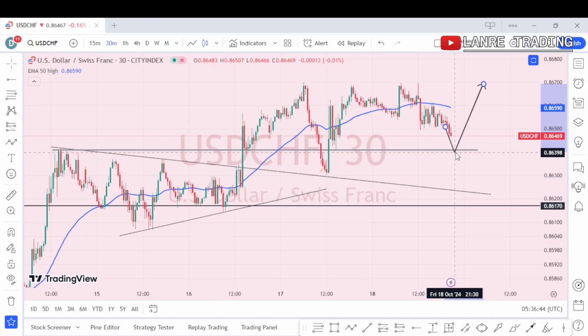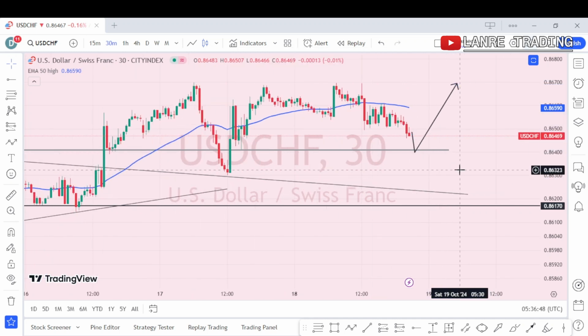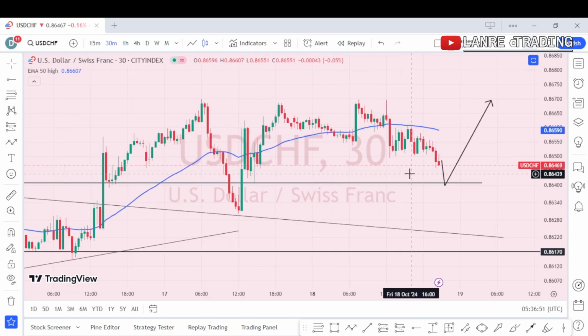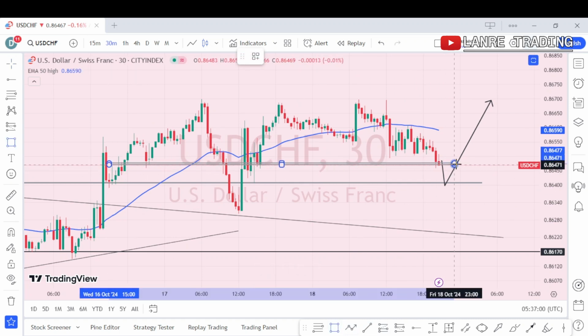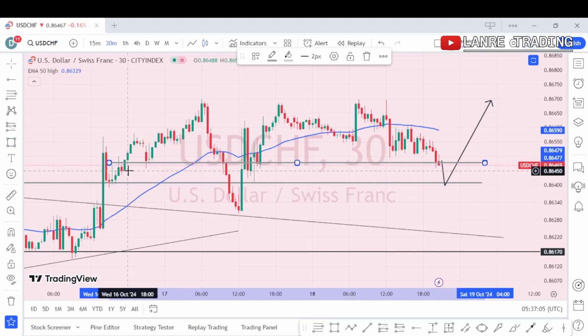But for this level, all you need to do is wait for a bounce off, a reversal candlestick to generate a buy signal for you at this level. I believe all we need to do is wait for price to take out this level right about here. Just wait for price to take out this level.